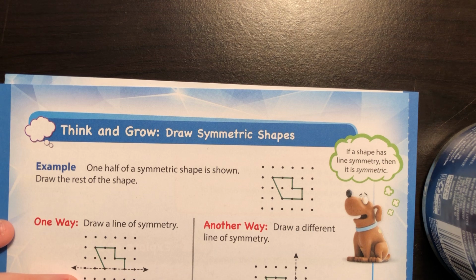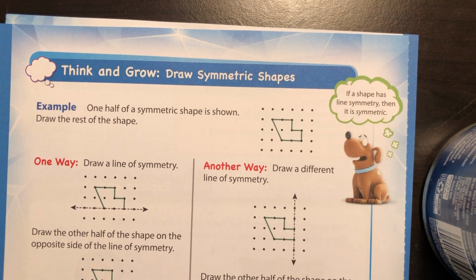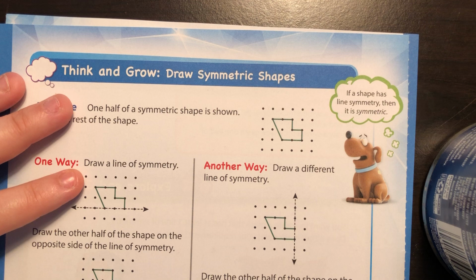If a shape has line symmetry, then it's called symmetric. It's the first time I've heard the word symmetric. I would have said symmetrical, but I guess that way is also accepted.